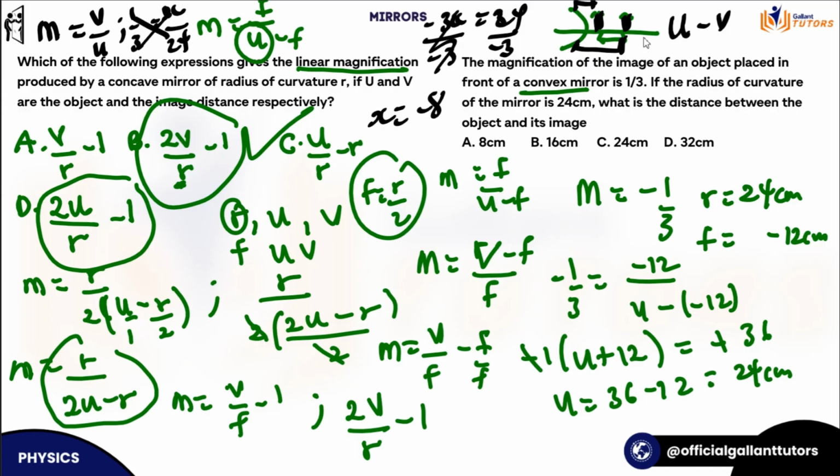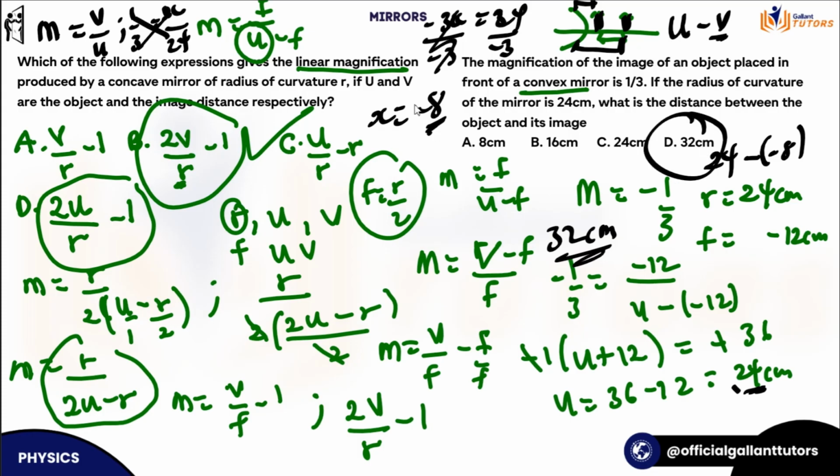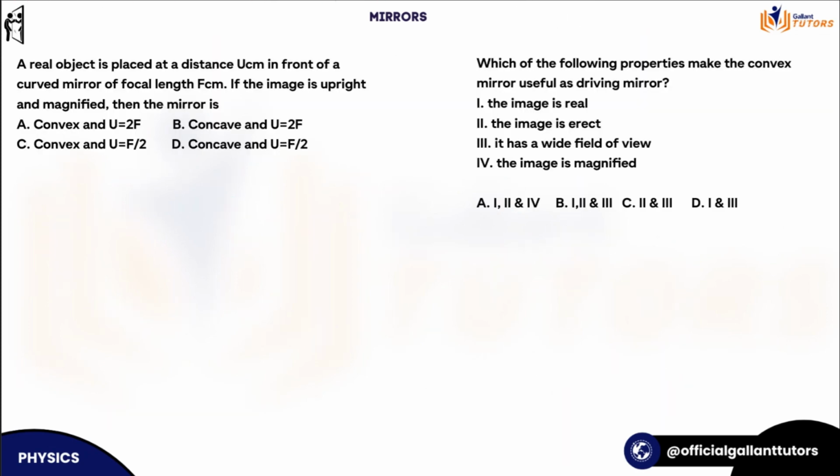From here to here will be what? The image distance. So what's our u? Our u is what? 24. Exactly. So our u is 24. So 24 minus, what's our v? Minus 8. Exactly, minus 8. So what do you get as the answer? 32. Easy peasy. Exactly. So this is the correct answer, which is D. Not difficult. Very easy. Okay?